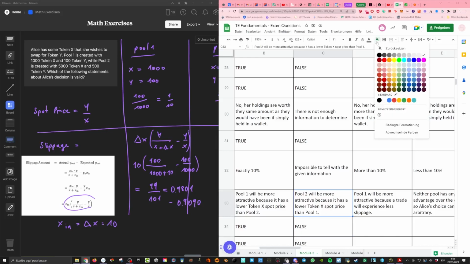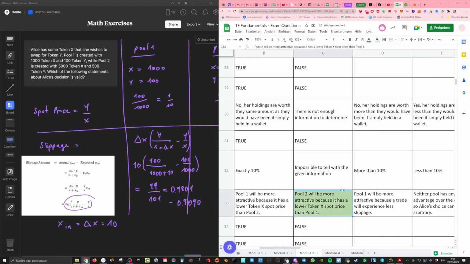There are some weird questions. Which ones? Which of the following is a drawback of a constant sum automatic market maker? Select all that apply. I think that's a bad question. We can go up to that one.